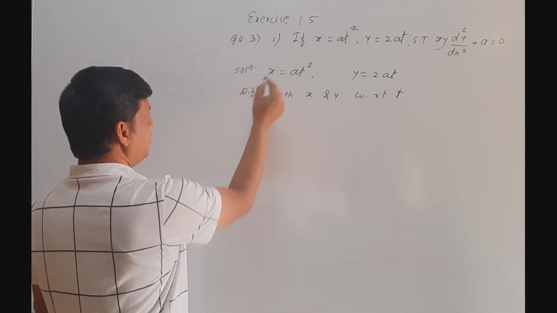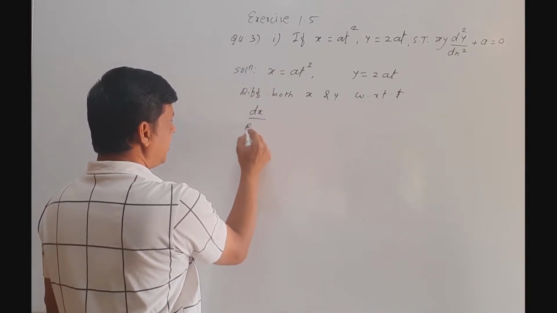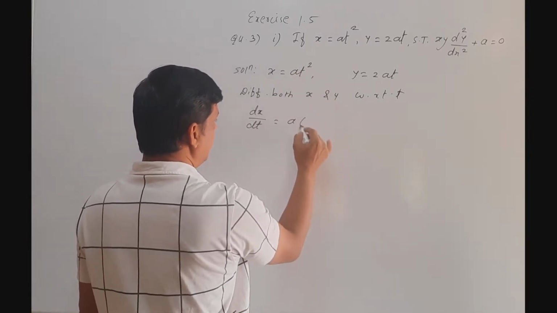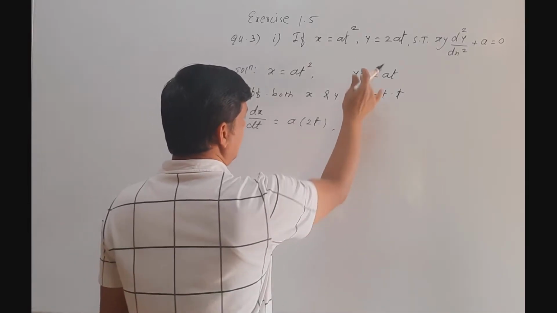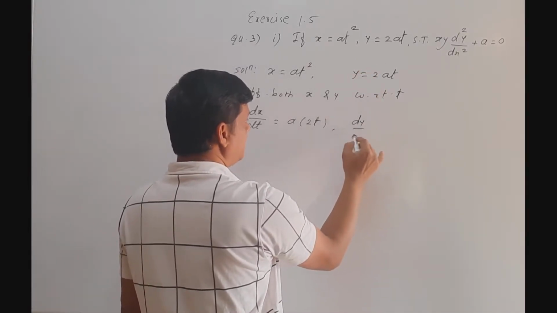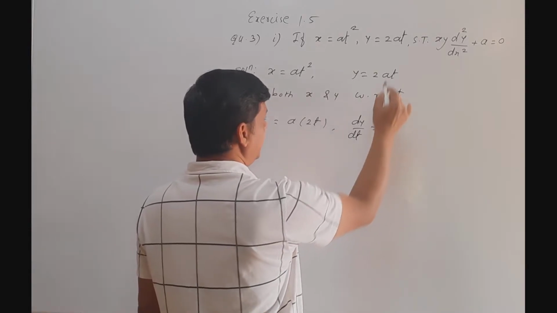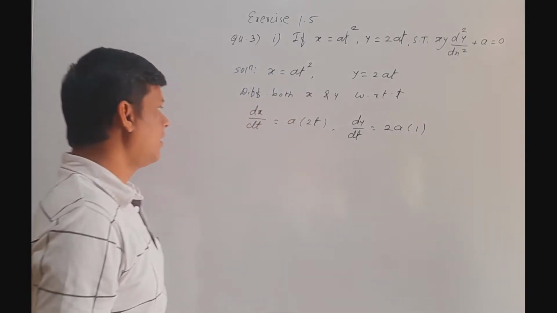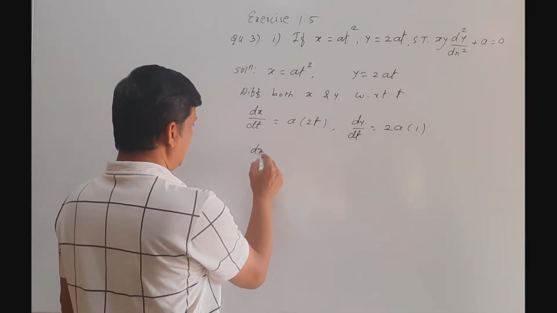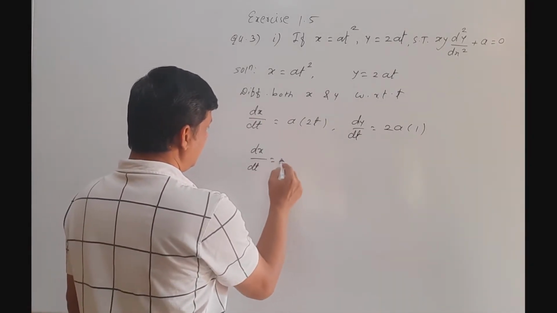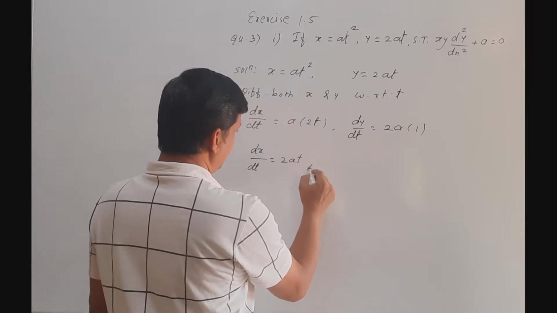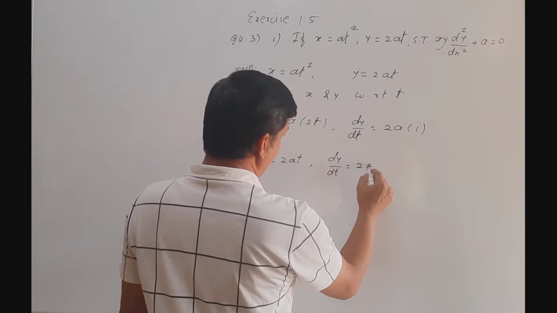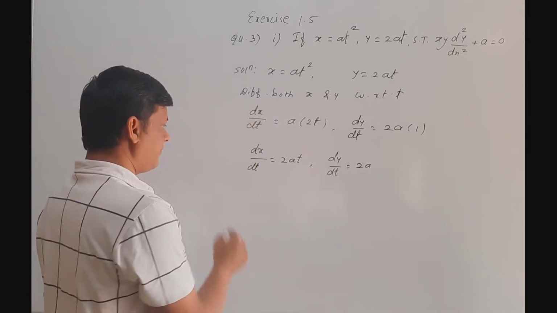Now derivative of x with respect to t, we write dx by dt. Here a is constant, derivative of t square we write 2t. Y, derivative of y with respect to t we write dy by dt. Here 2a is constant, derivative of t with respect to t is 1. So we write here dx by dt is equals to 2at, dy by dt is equals to 2a into 1 as 2a.